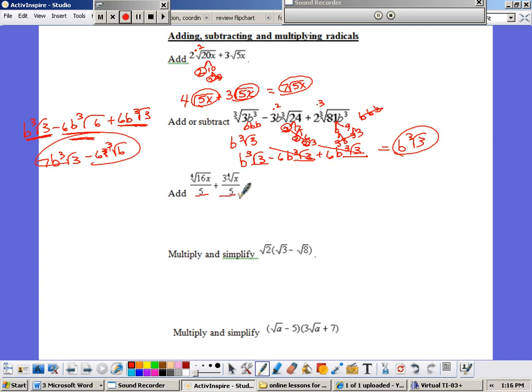Okay, common denominator because of a fraction. Break down. 4 and 4, 2 and 2, 2 and 2. I have 4, 2, so 2 comes out. So 2 fourth root of x. 5 plus 3 fourth root of x over 5 gives me 5 fourth root of x over 5. The 5's cancel out because they're both not under the radicals. So fourth root of x.